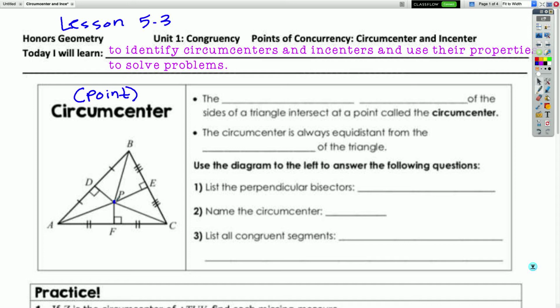The name actually comes from the word circumscribe. So this triangle, if I draw a circle around it, that is called circumscribing. I'm going to make that a little better. Circumscribing a triangle is when I can draw a circle around it. So this point is actually the center of that circle. That's where we get that term from.